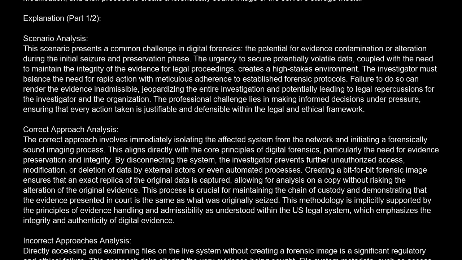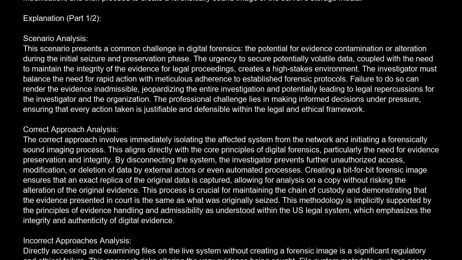Correct approach analysis. The correct approach involves immediately isolating the affected system from the network and initiating a forensically sound imaging process. This aligns directly with the core principles of digital forensics, particularly the need for evidence preservation and integrity. By disconnecting the system, the investigator prevents further unauthorized access, modification, or deletion of data by external actors or even automated processes. Creating a bit-for-bit forensic image ensures that an exact replica of the original data is captured, allowing for analysis on a copy without risking the alteration of the original evidence.